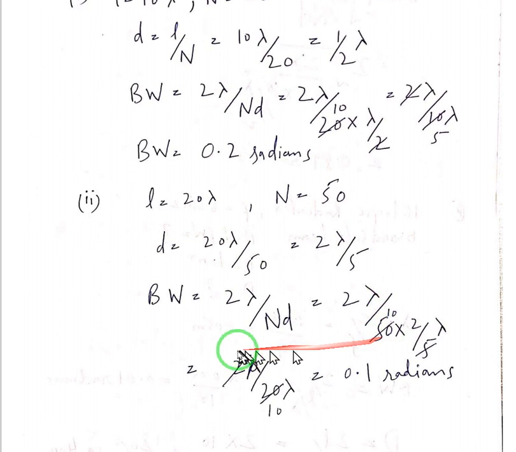Then we have the beam width equation, which equals 2 lambda by nd. We put in the values of n and d, which are 50 for n, and 2 by 5 lambda for d. The value after solving for the beam width will be 0.1 radians, which is considered a very small value.